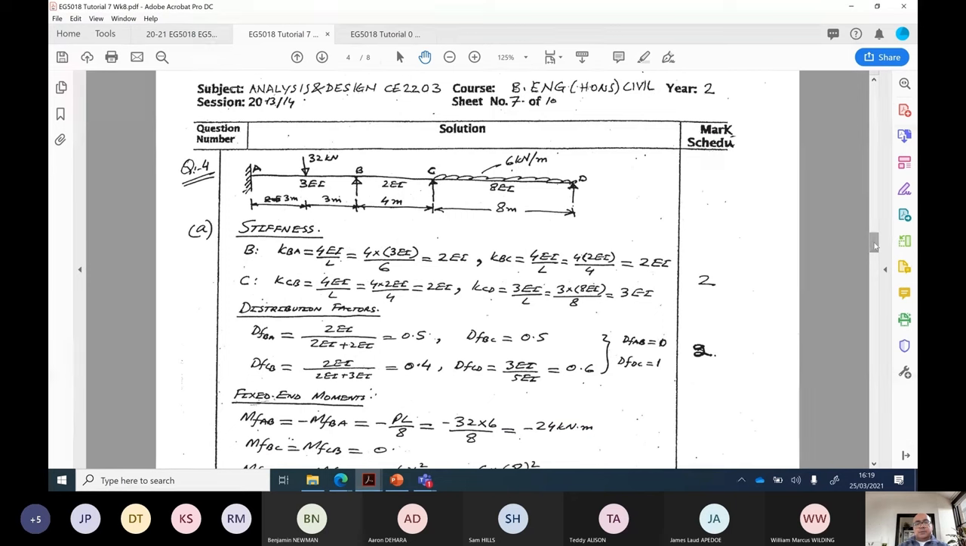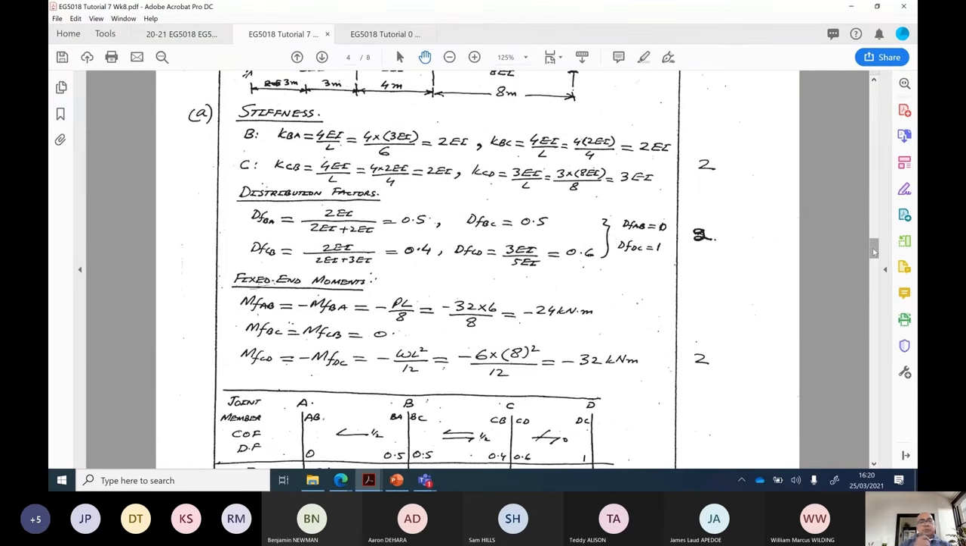The way it works is that we unclamp a joint one at a time, and there are four steps. One step is to unclamp the joint and determine the unbalanced moment. The second step, apply an equal and opposite moment. The third step is to distribute this moment to the connecting spans. And the fourth step is to carry them over to the other joints.